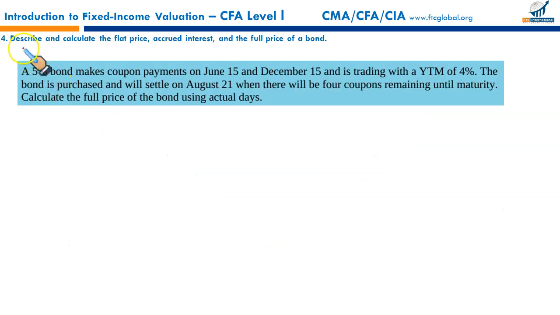Your next LOS is describe and calculate the flat price, accrued interest, and the full price of a bond. The coupon bond values we have calculated so far are calculated on the date the coupon is paid. Basically, we have so far calculated the present value of the remaining coupon payments.